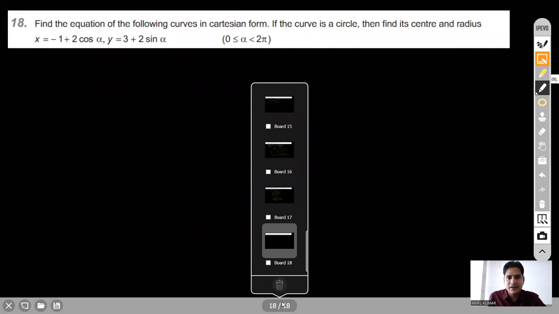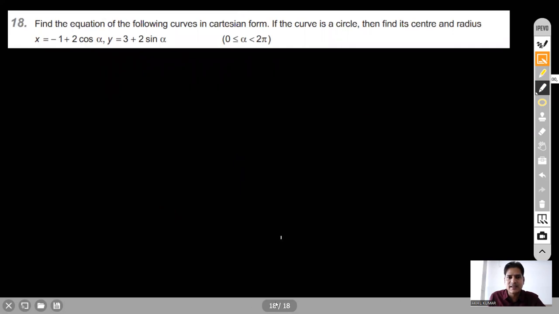So we are at the end of this exercise. This is the last question of exercise number 1. So let's do it. Find the equation of the following curves in Cartesian form. If the curve is a circle, then find its center and radius. Okay. So the coordinates x and y are given in parametric form, and we have to find the equation of the curve. And if this curve represents a circle, we have to find its center and radius.